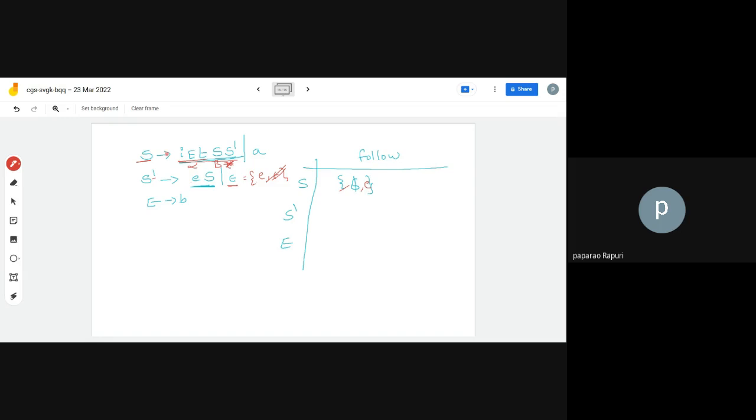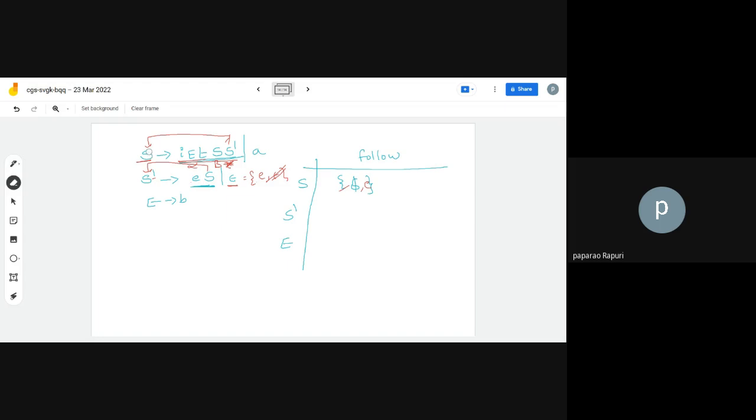After that, follow of S is equal to, suppose, follow of S again, dollar and E. So this is completed. After that, we can add follow of S is equal to follow of S dash from this one. So we'll check, what is follow of S dash?